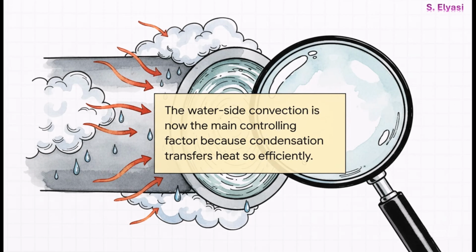So why such a dramatic change? Well, it's because when steam condenses into liquid water, it releases a massive amount of energy. That makes it an incredibly efficient way to transfer heat. So if you were the engineer on this project, you'd now ignore the outside completely and focus all your attention on improving heat transfer inside the pipe.